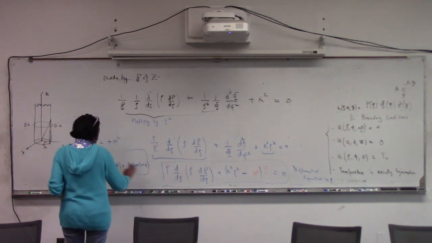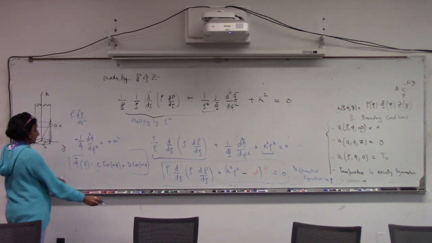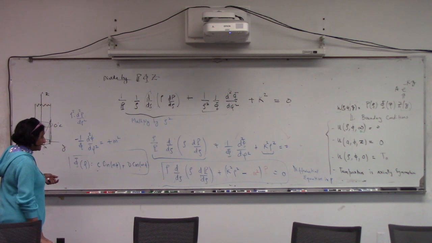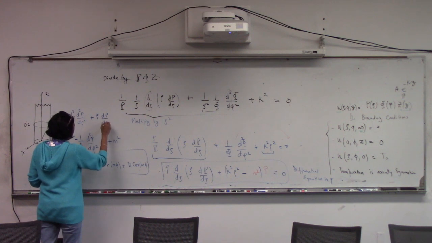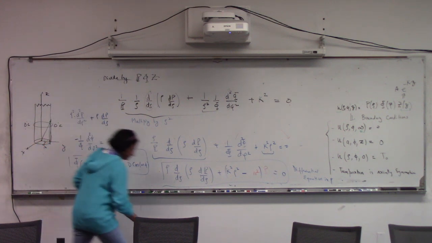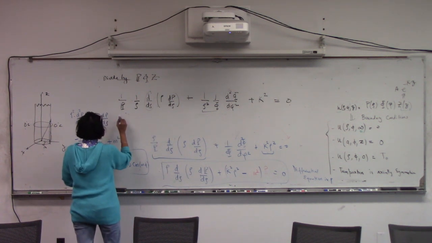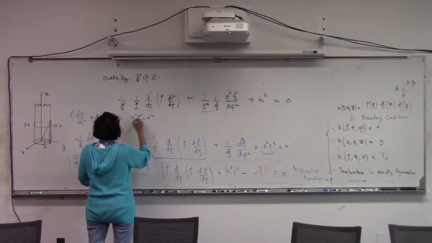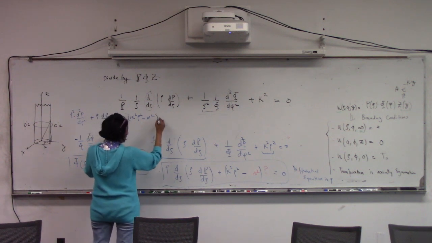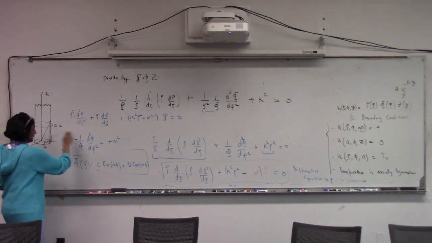So if you expand this out, how does it look like? It looks like rho square d square P over d rho square, then I have rho, first derivative of P with respect to rho, plus k square rho square minus m square times P equal to 0. So this is a second order differential equation, right?